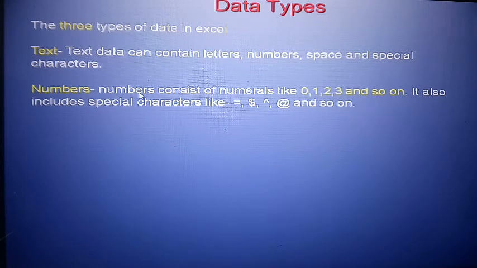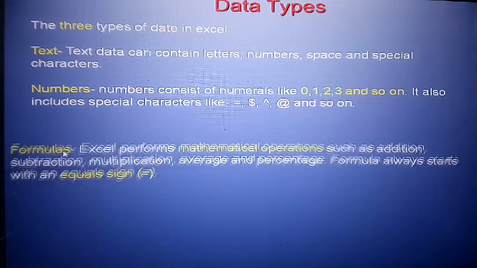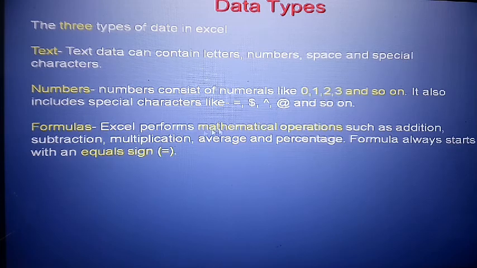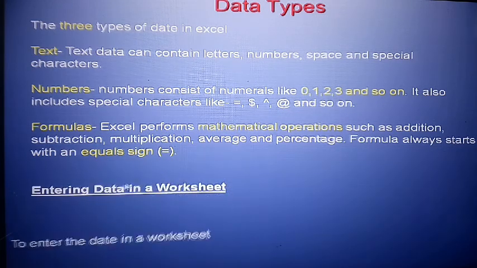Number consists of numbers like 0, 1, 2, 3 and so on, also including special characters like symbols, equal to, dollar. So this is number data. Formula means mathematical operations such as addition, subtraction, multiplication. This type is formula data, and a formula always starts with the equal to sign, right?